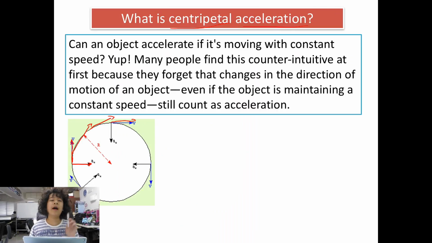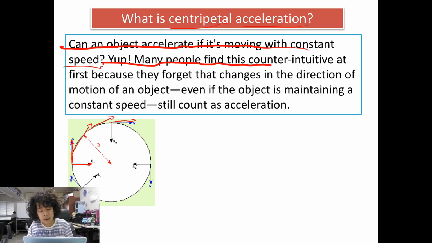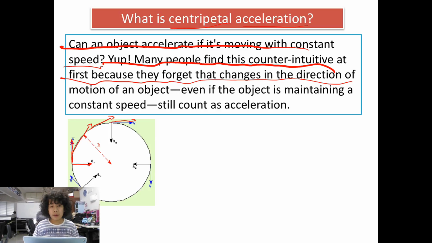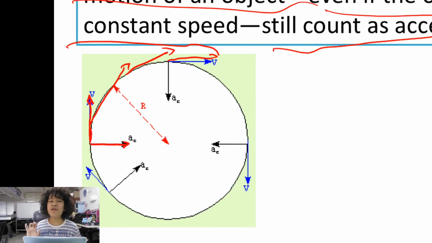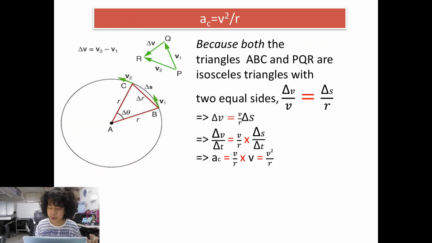Now I have to ask you a question. Can an object accelerate if it's moving with a constant speed? Yeah, many people find this counterintuitive at first because they forget that a change in direction of the motion of an object, even if the object is maintaining a constant speed, still counts as acceleration. So even though the speed is the same, the velocity changes because the direction changes. That's why there's acceleration. If the velocity changes, there will be acceleration.